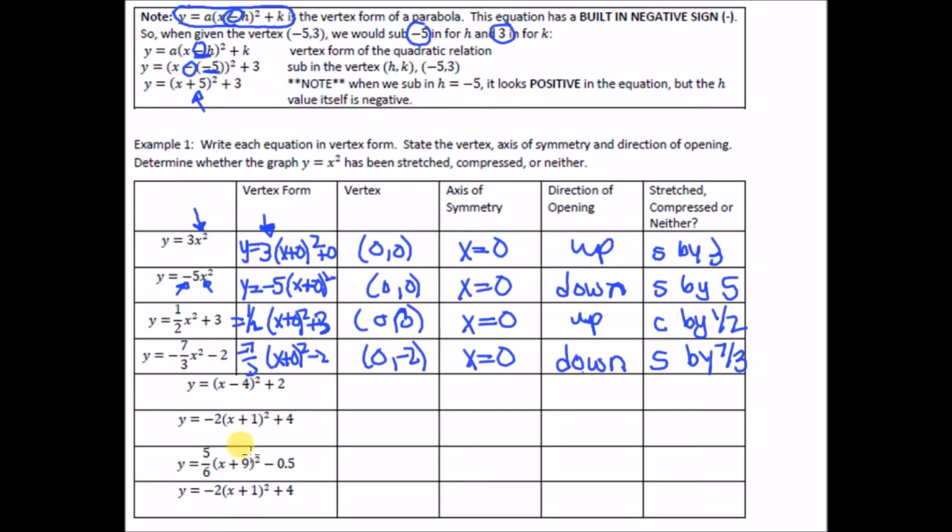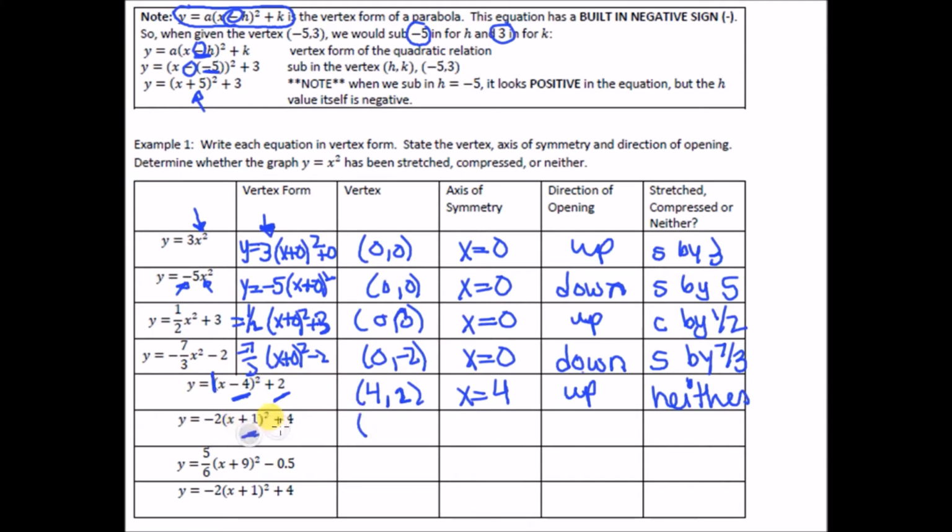Okay? So for the rest of these, we don't have to put into vertex form. It's already in vertex form. So we just have to point out what the vertex is. So remember, if it looks negative, it's actually positive for the h value. So we have 4, 2. x equals 4, that's the axis of symmetry. This one's going to open up because the leading coefficient here is just +1. And there's no stretch or compression. So we can say neither. There's no stretch or compression because this leading coefficient is still just 1.